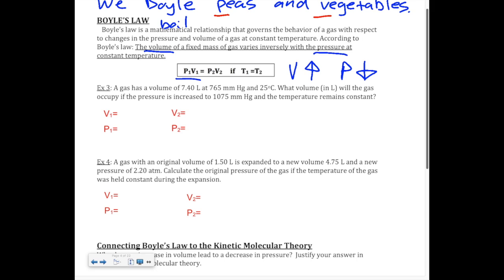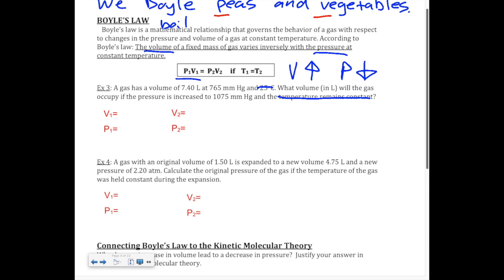So let's do an example. Example number 3 says a gas has a volume of 7.4 liters at 765 millimeters of mercury and 25 degrees Celsius. What volume in liters will the gas occupy if the pressure is increased to 1075 millimeters of mercury and the temperature remains constant? Since temperature remains constant, I really don't need to use it. I can pretty much cross it out.